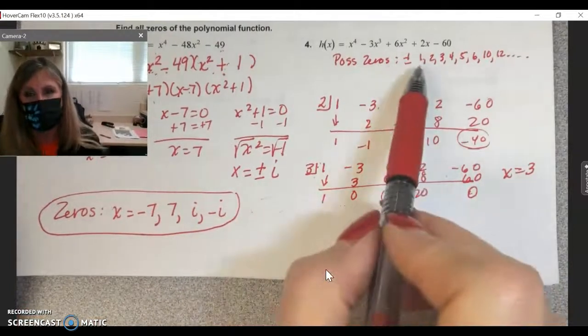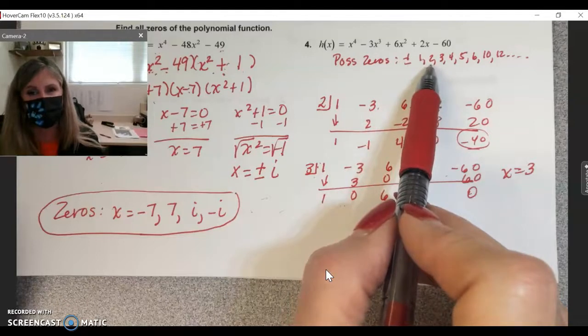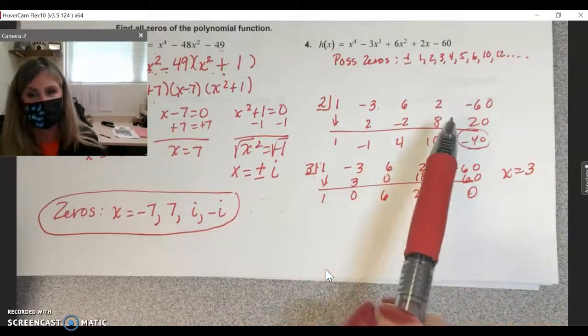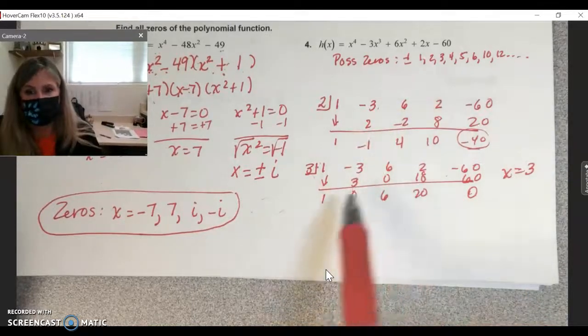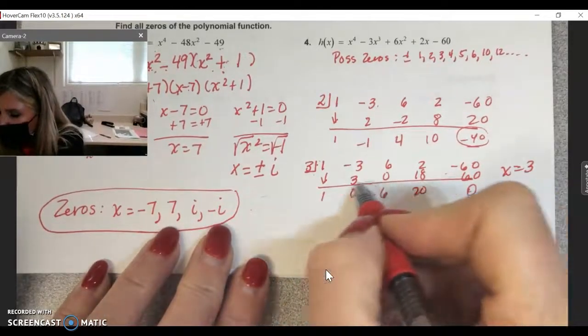Now, I have some other possibilities here. I know that plus or minus 1 didn't work. We already checked 2, it didn't work. What do you think we might want to check now? 6 might work. Okay, so now what I do, guys, is I'm going to use this.